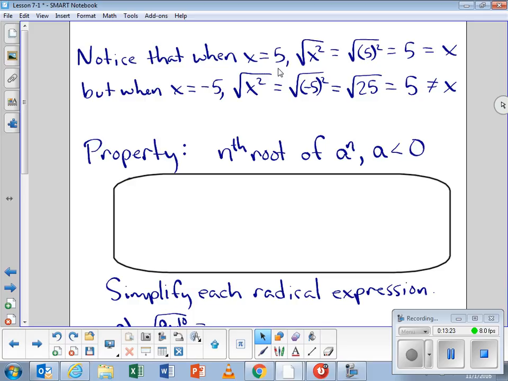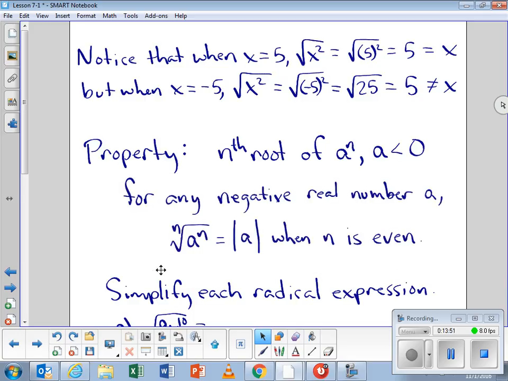But when x is equal to negative 5, the square root of x squared is equal to the square root of negative 5 squared. What's negative 5 squared? That's the square root of 25. And the square root of 25 is 5, which is not equal to x, is it? So you see what happens? My negative there gets lost, doesn't it? And so that doesn't work when it's negative. And this leads us to this property.